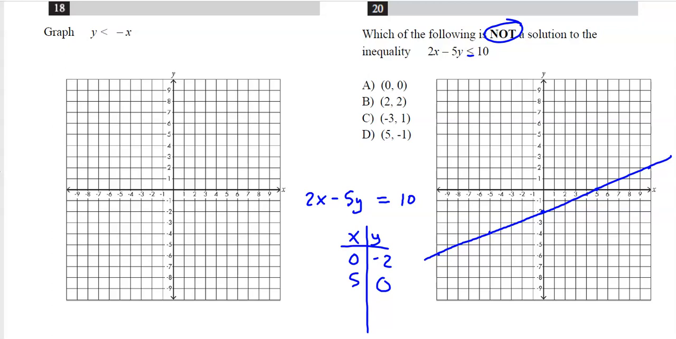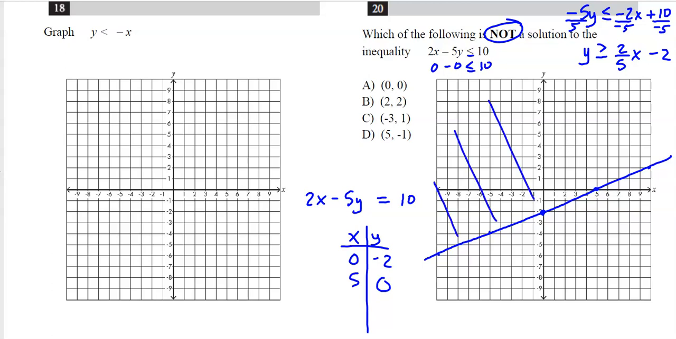So if I did solve it for y, I would have this, negative 5y less than or equal to negative 2x plus 10. Divide both sides by a negative, which now it would flip, and divide everybody by negative 5. So you get y is greater than or equal to 2/5 x minus 2, which again would give me this line if I wanted to graph it that way. And now it's above. And also you could put 0, 0 in over here. 0 take away 0 is less than or equal to 10. That's true. So you're going to shade the 0, 0 side.